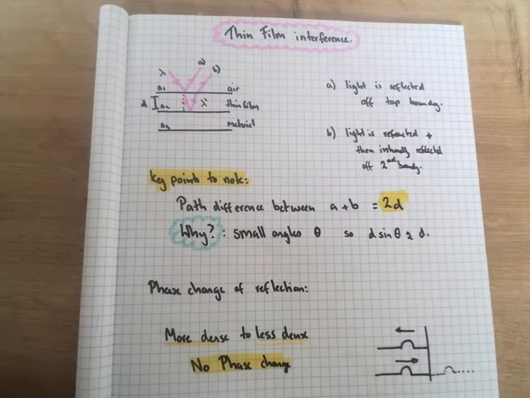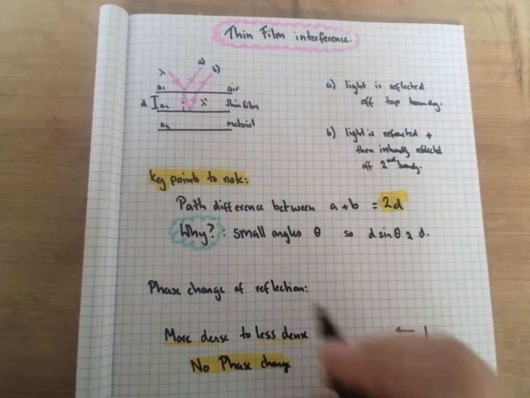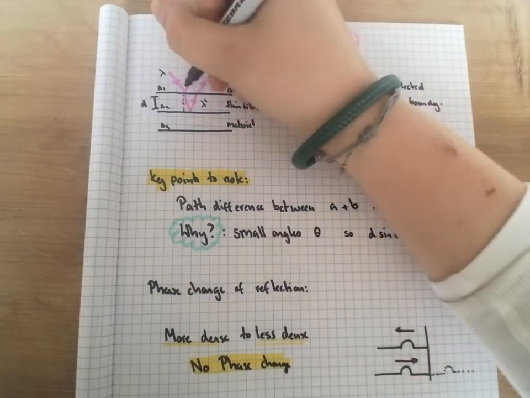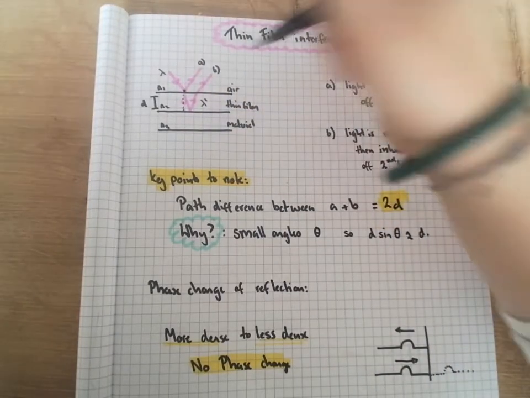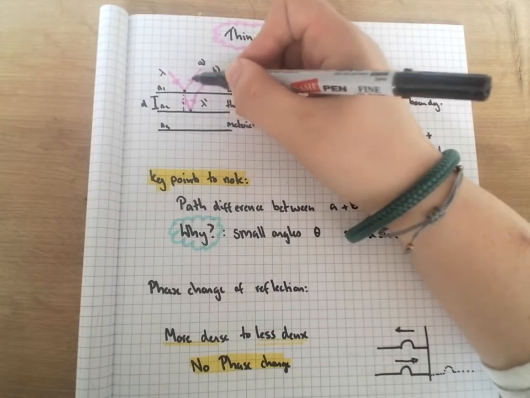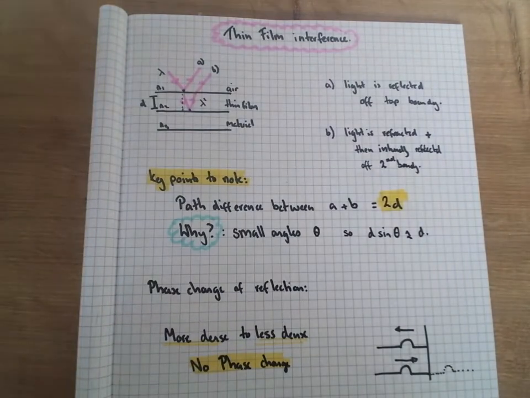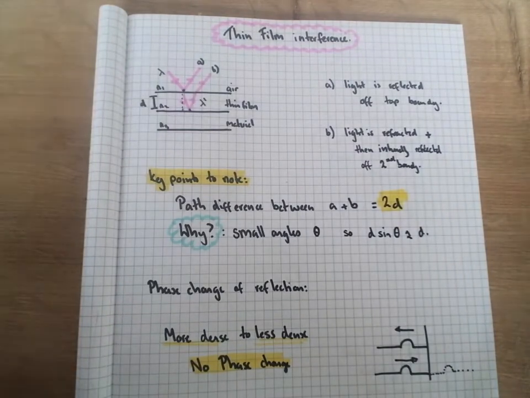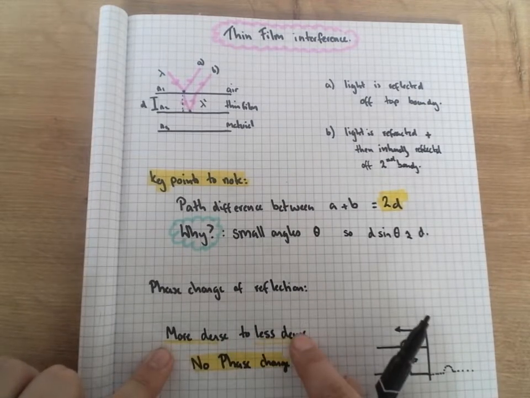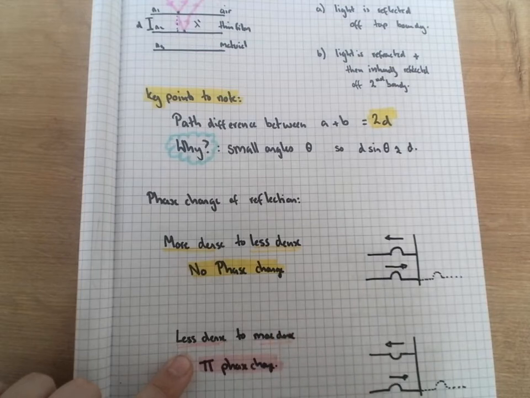The other thing that we always want to think about when we're looking at a question is the phase change of the reflection. So remember, we have a reflection here, and we have a second reflection here. This is the phase change that is taking place at these two boundaries. Now, this is going to differ depending on what type of question you have, but you always want to look at: is it going from a more dense medium to a less dense medium? Or is it going from a less dense medium to a more dense medium?